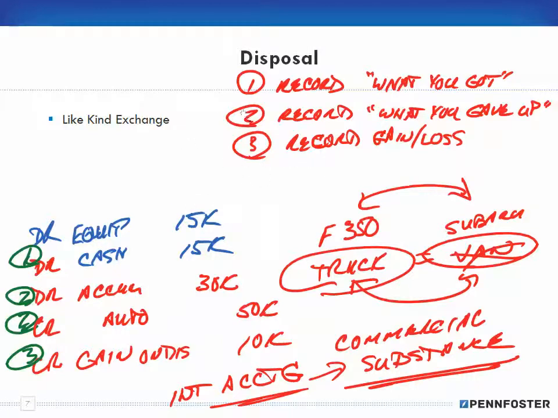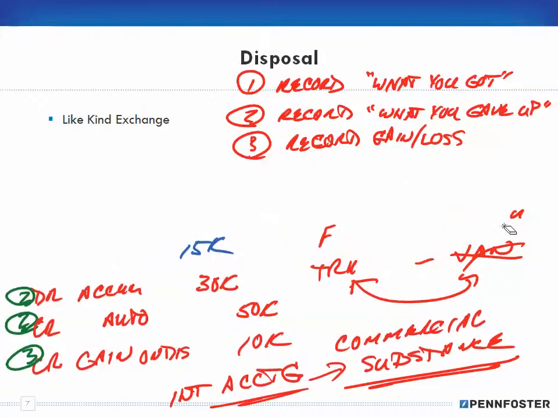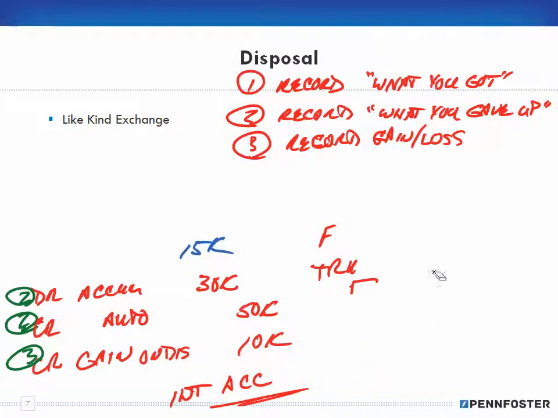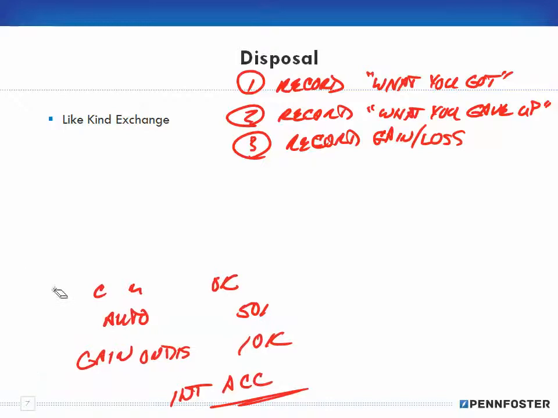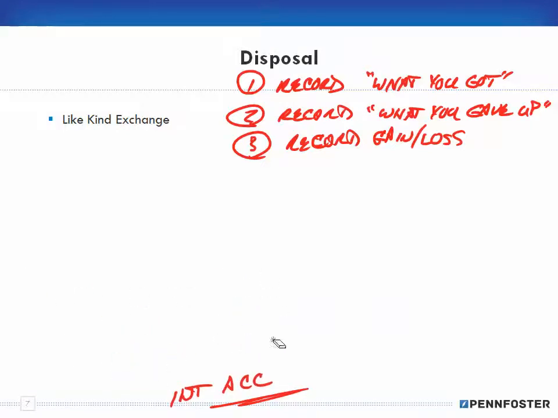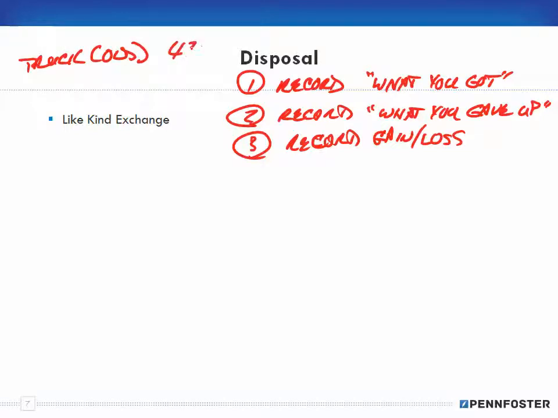But in the spirit of understanding what a like-kind exchange is, let me erase all of this real quick. The book does a good job of showing this, and I'll actually use the numbers out of the book to go through the thought process. You have this truck, and it's your old one. It's the one that's on your books, and you booked it at 43,000. Your accumulated depreciation is 39,000.